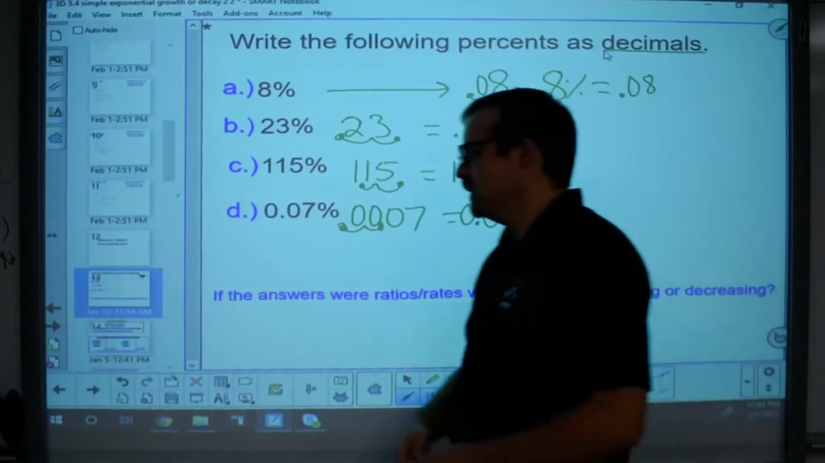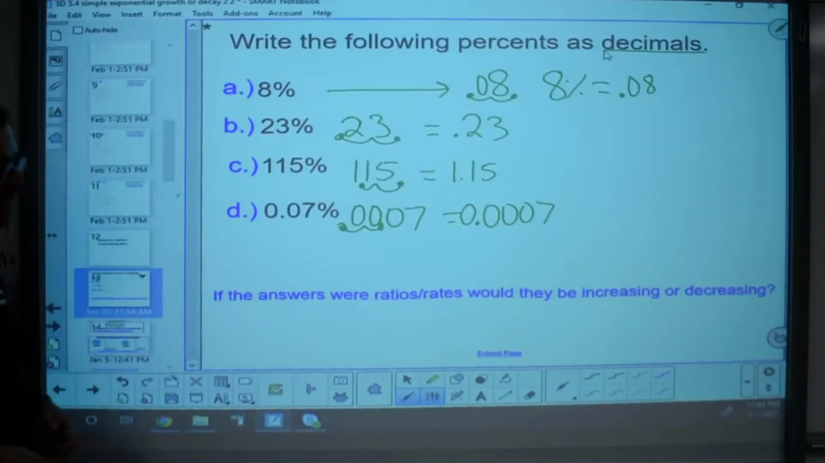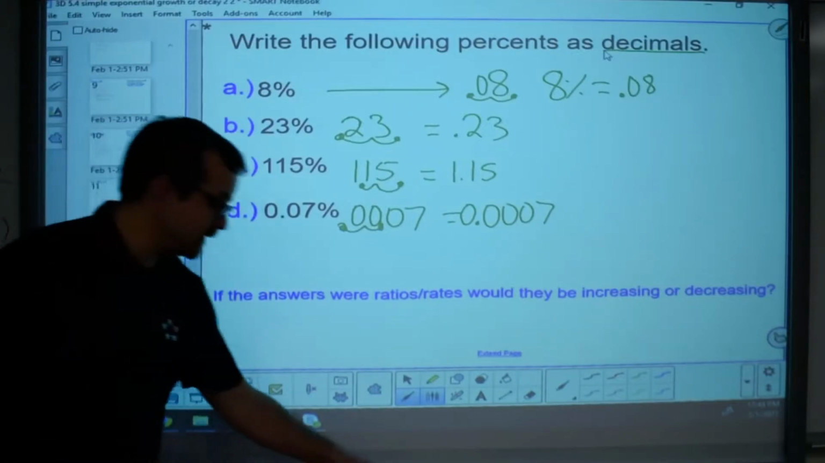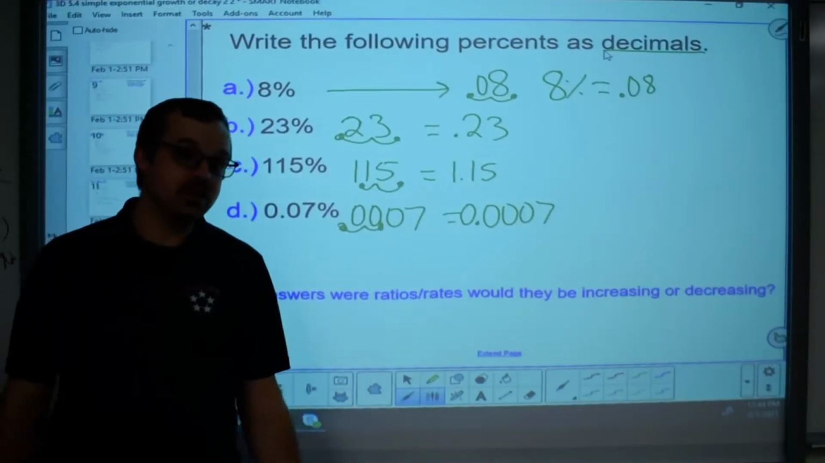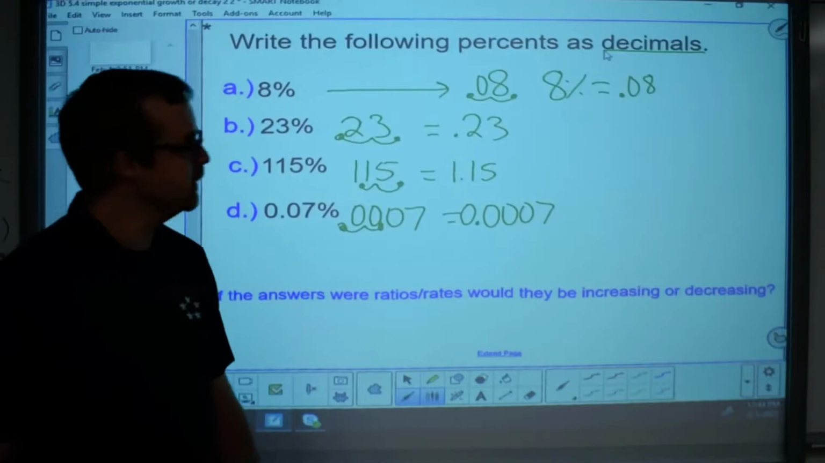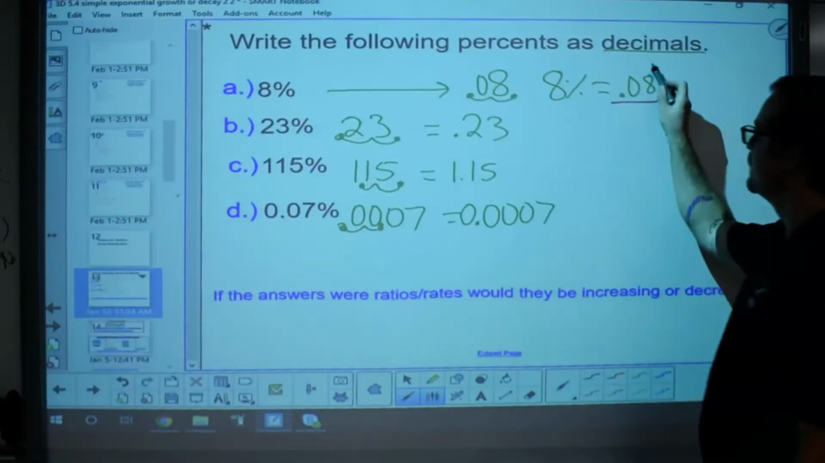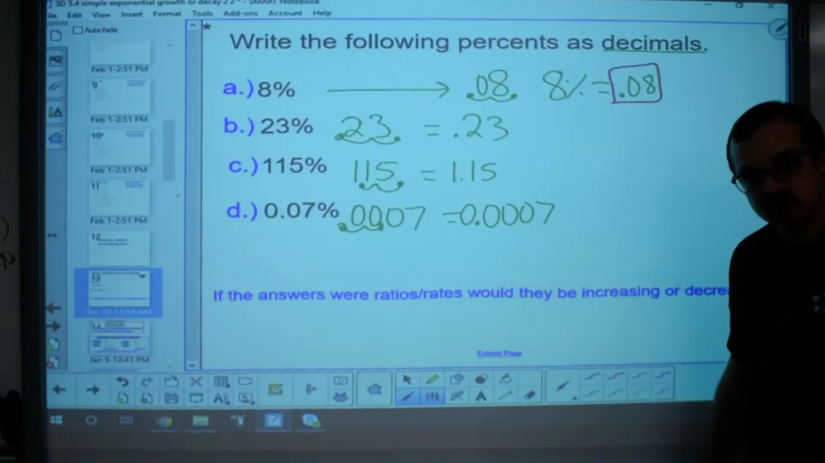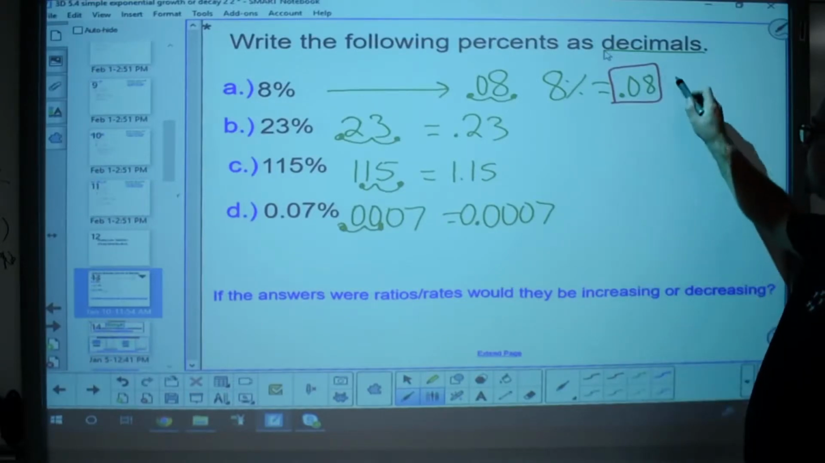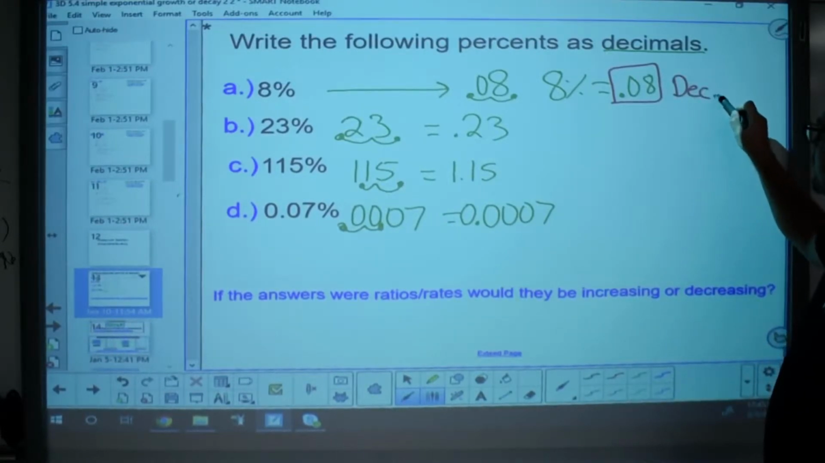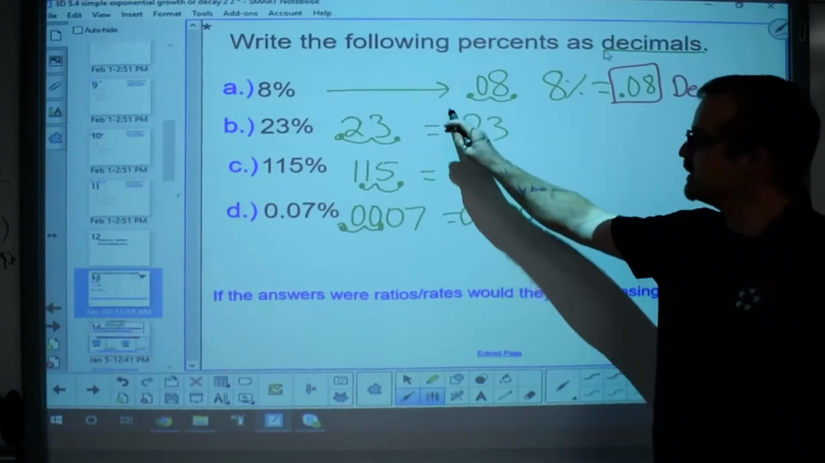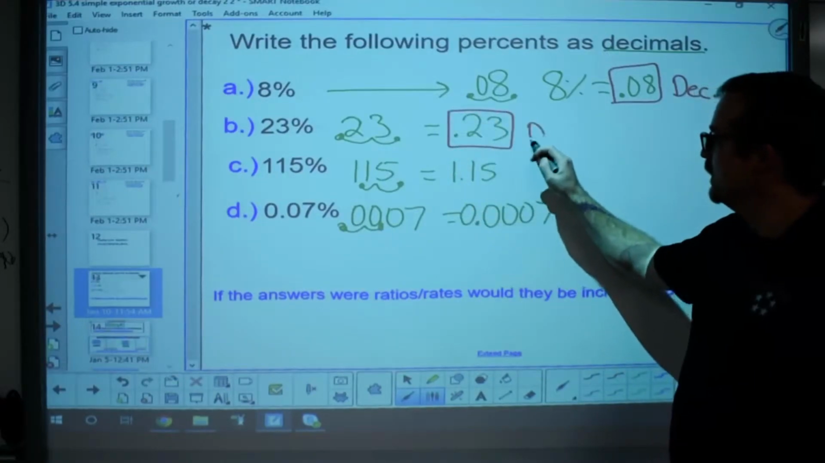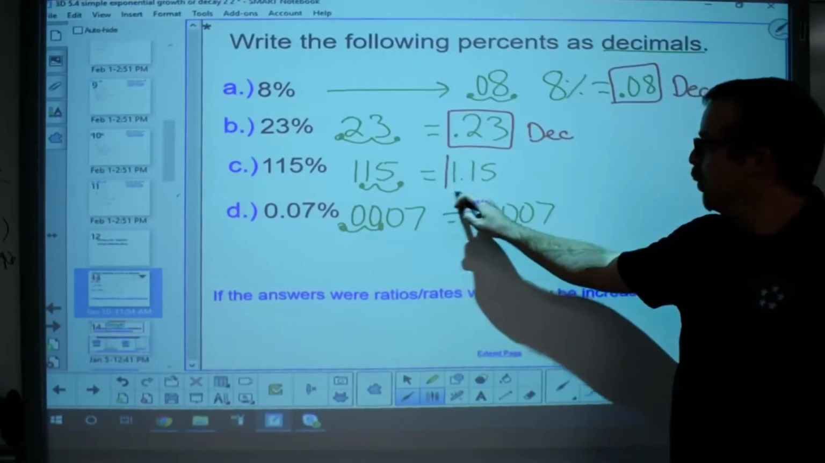All right. Cool. And now if we want to answer this question down here in blue, if these were ratios, would they be increasing or decreasing? Well, let's take a look. This decimal is smaller than 1, so this is decreasing. I'm going to abbreviate here, decreasing. 0.23 is smaller than 1. This is also decreasing, right?